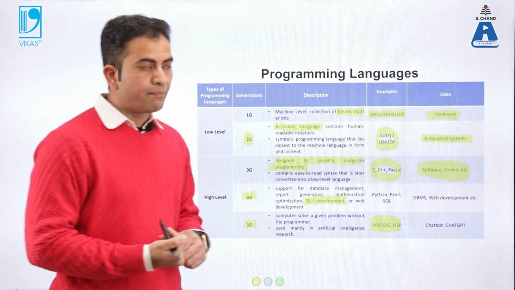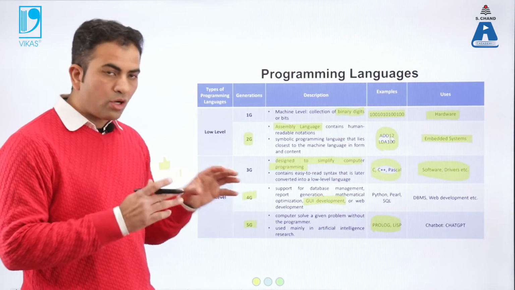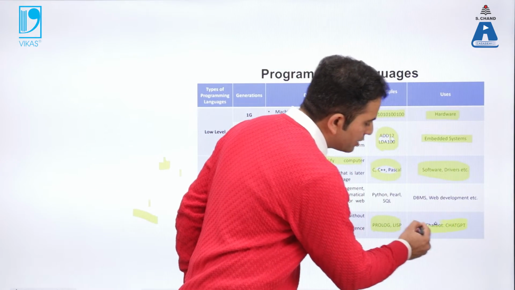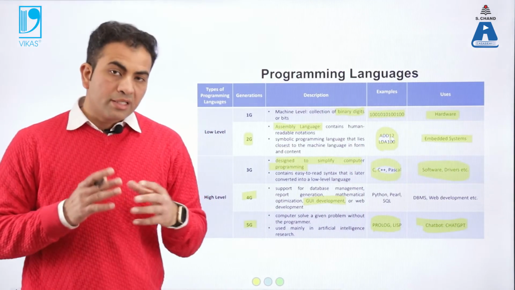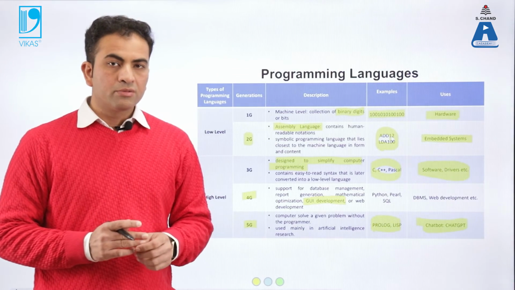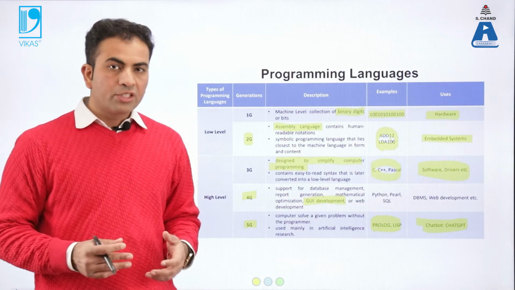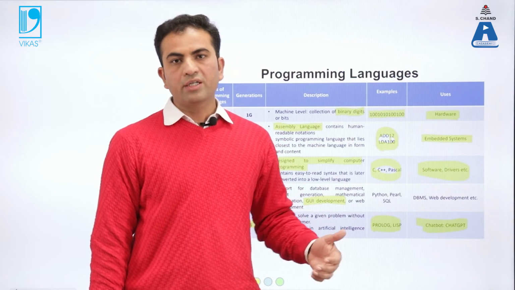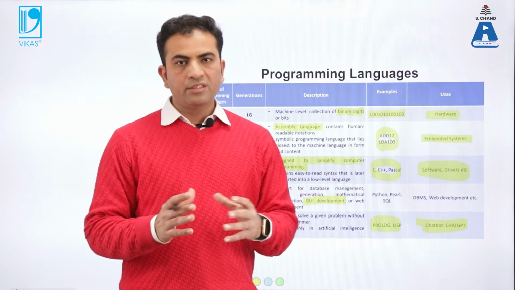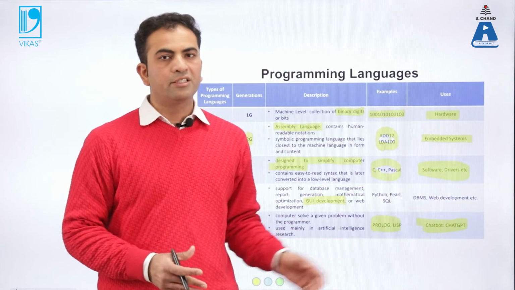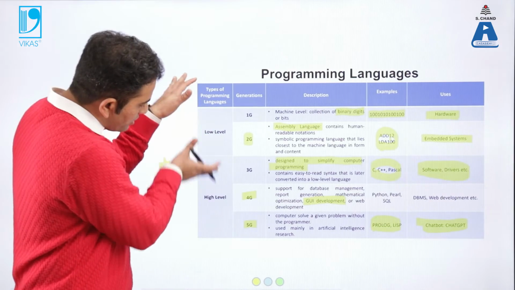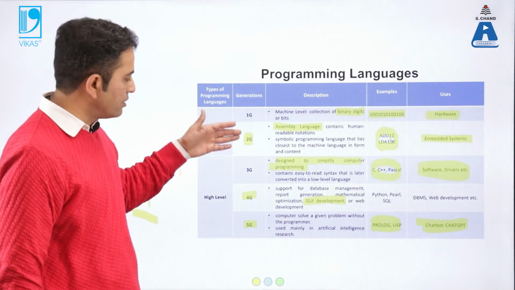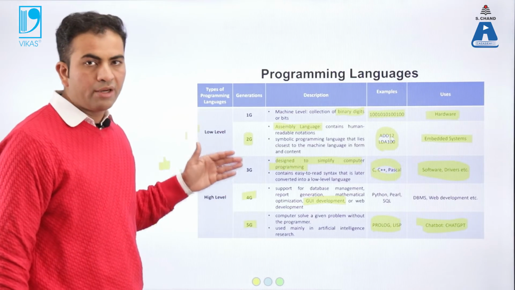So the latest example of a fifth generation programming language is the chatbot, which is ChatGPT. It has recently come into the market. It's my suggestion to you, use this ChatGPT and see how it works. Okay, it's fun for you to understand this ChatGPT. So this is the basics of programming languages: first generation, second generation, third generation, fourth generation and fifth generation.